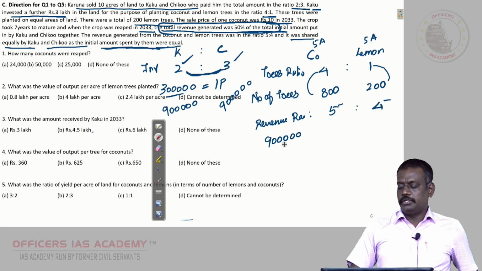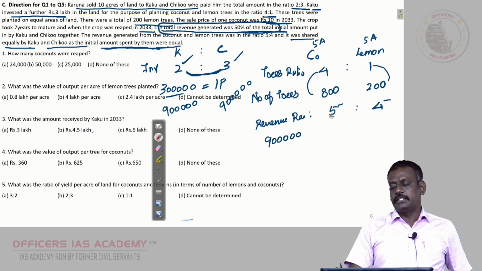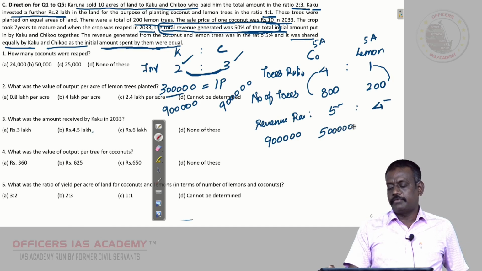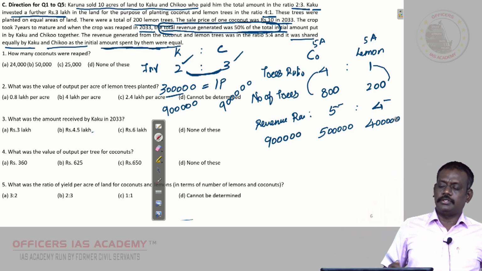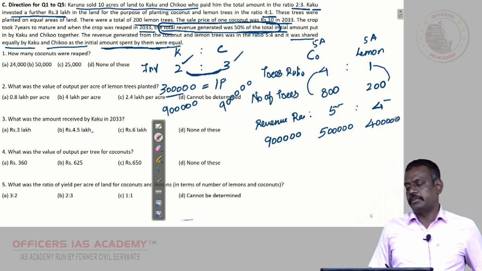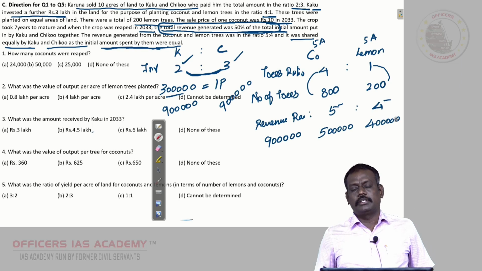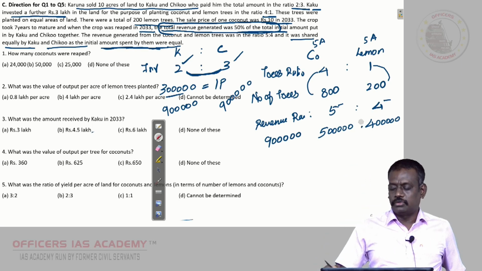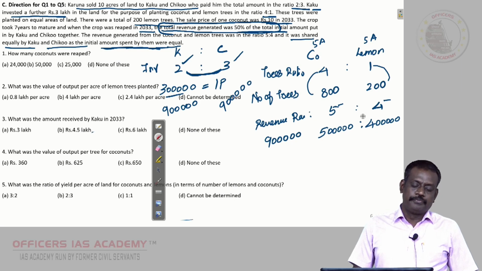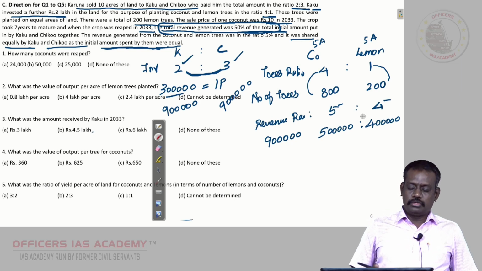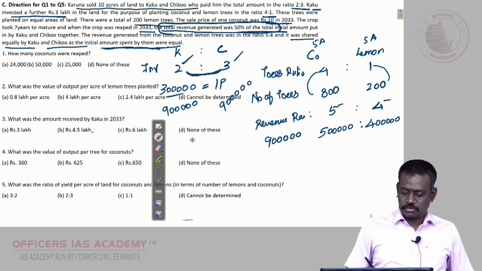Okay. So if you split this 9 lakh in the ratio of 5:4, through coconut they will be getting 5 lakh rupees and through lemon they will be getting 4 lakh rupees. Isn't it? Through coconut they get 5 lakh and through lemon they get 4 lakh rupees. So these are the data which we have. Okay. Now moving on to the questions.